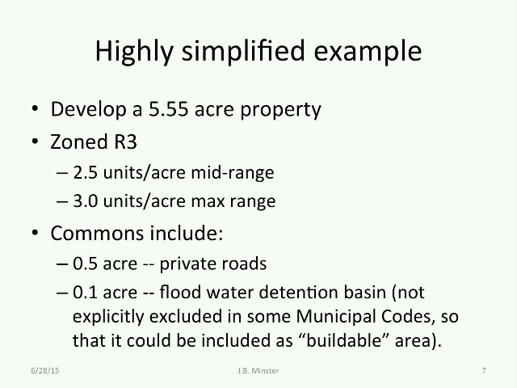Here is the highly simplified example. We look at developing a 5.55 acre property zoned R3. That is, it is planned for 2.5 units per acre at mid-range, 3 units per acre at maximum range. There are commons, 0.5 acres of private roads, and a tenth of an acre of flood water detention basin. This is important because those areas are not explicitly excluded in some municipal codes and could be included as buildable areas.